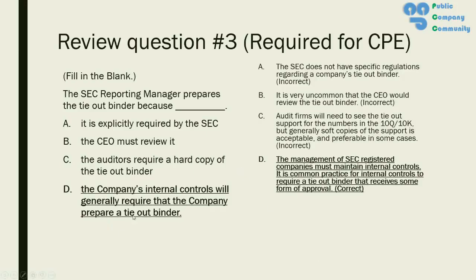All right, answer is D. So it's not explicitly required by the SEC. The CEO typically does not review this tie-out binder. Auditors more and more are using soft copies of tie-out documents and of audit support, and they don't need a hard copy tie-out binder. You typically will not get pushback if you were to switch to a soft copy binder, as long as you retain all of your approvals subject to your internal control policies.